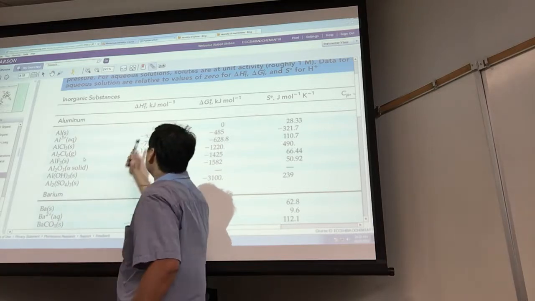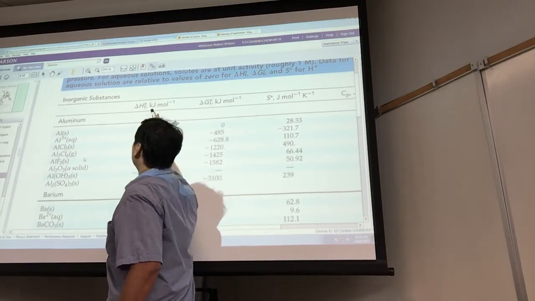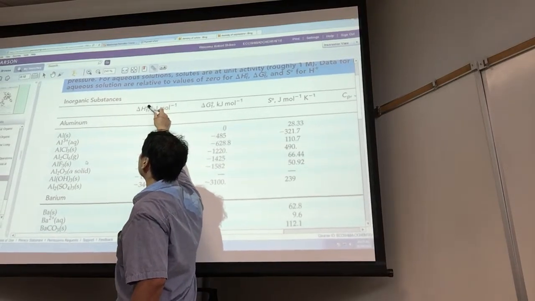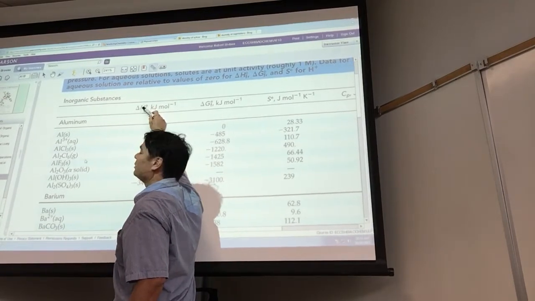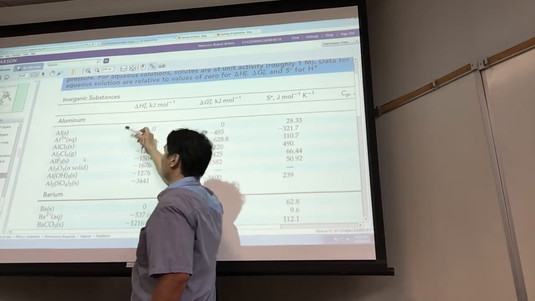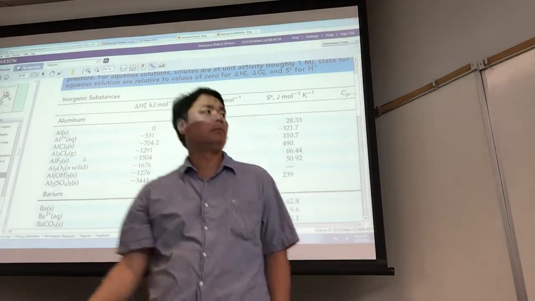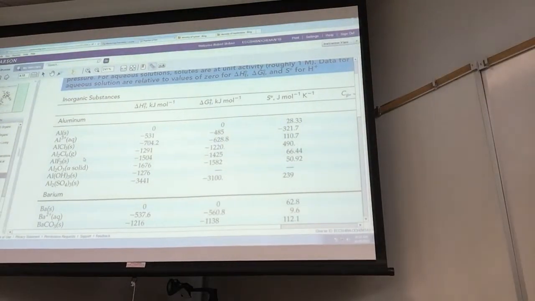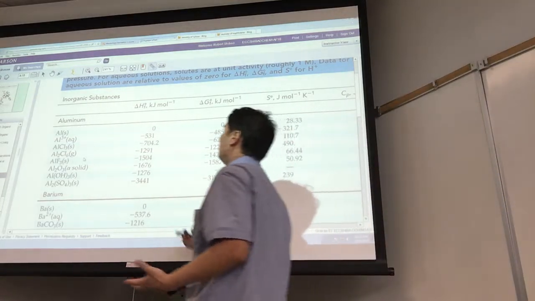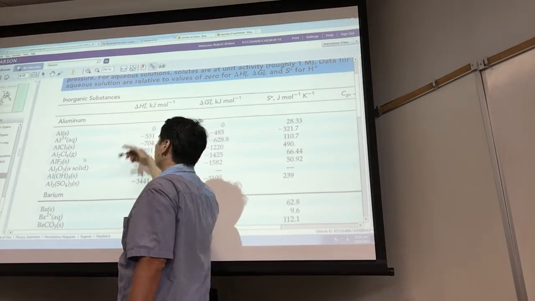The first column of data is delta H, with a little superscript. We read this as standard enthalpy of formation, or standard heats of formation. Well, aluminum is 0. Why is aluminum 0? You look at that, why is aluminum 0? Because it's how we define the reaction that takes place.